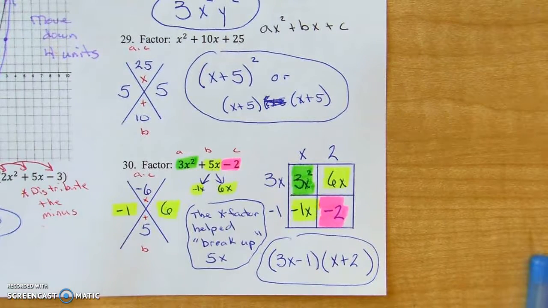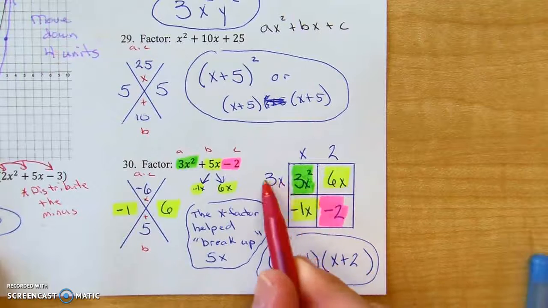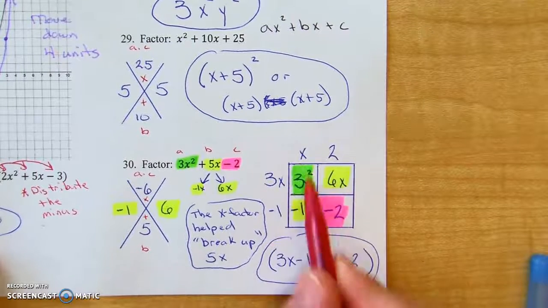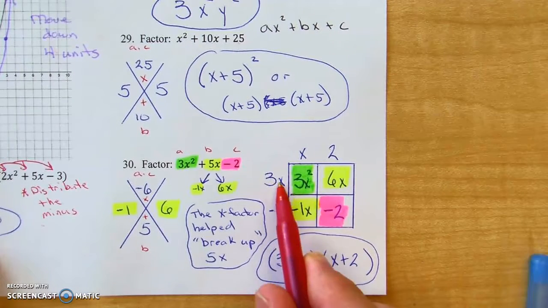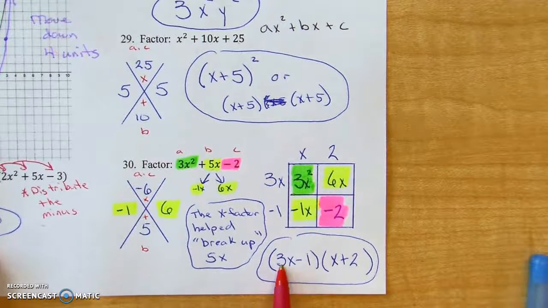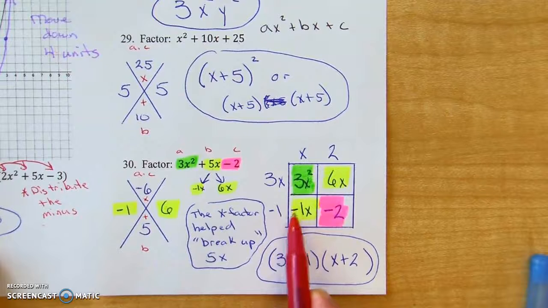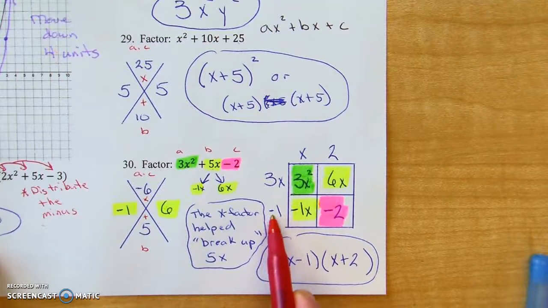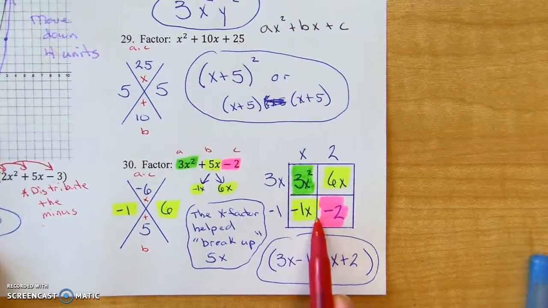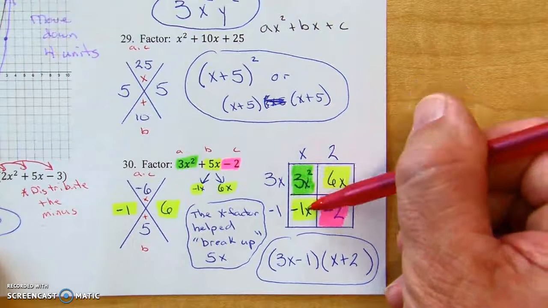Now to get our answer, we have to get the greatest common factor, or GCF, of the two rows and of the two columns. So 3x is the greatest common factor of 3x squared and 6x. So that's the first part of my answer. Down below, because there's a negative right here, I can take it out. But other than that, it's just a negative 1. I can't take out anything else. So 3x minus 1.